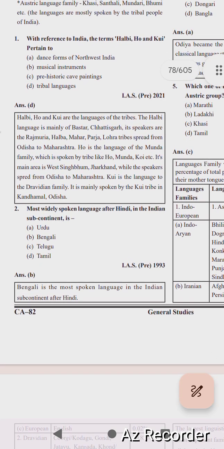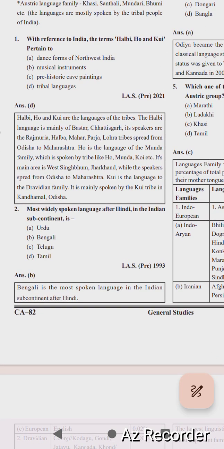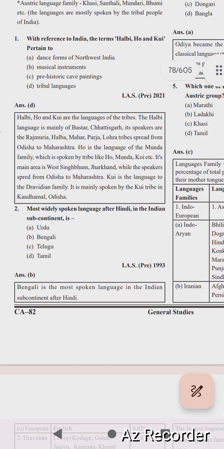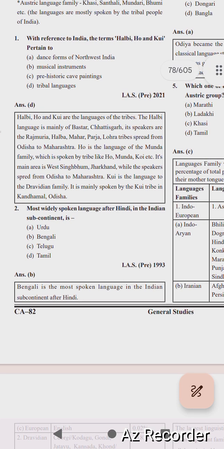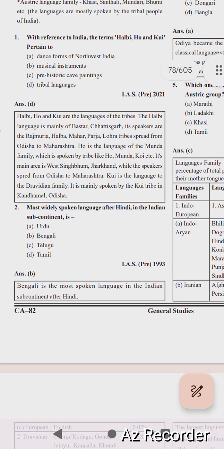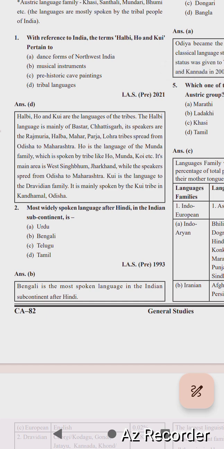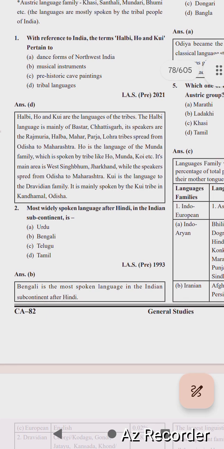With reference to India, the terms Halbi, Ho and Kui pertain to which of the following? Options are: option A, dance form of northwest India; option B, musical instrument; option C, prehistoric cave painting; and option D, tribal languages. Right option is option D, tribal languages. Halbi, Ho and Kui are the languages of tribes.